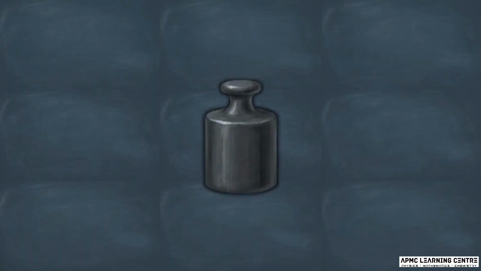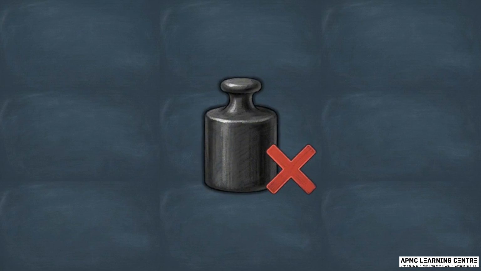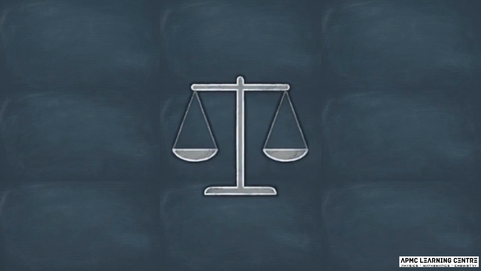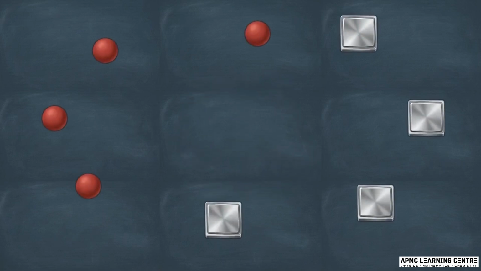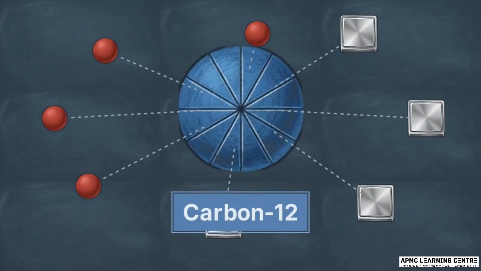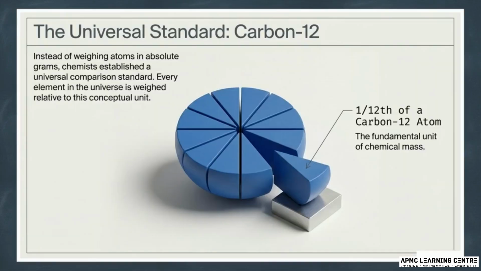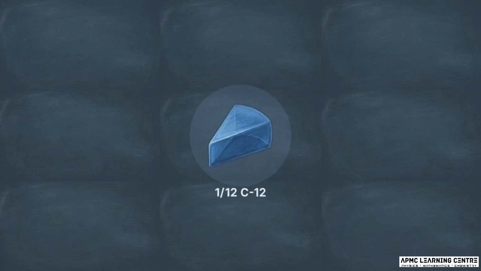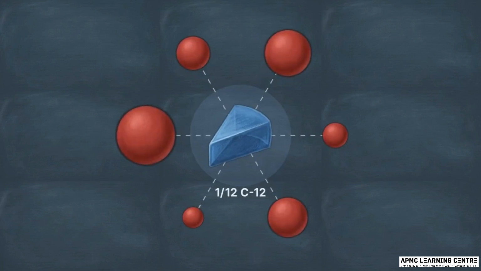Instead of trying to weigh atoms in absolute grams, chemists established a universal comparison standard. They decided to weigh every element in the universe relative to one specific atom, carbon-12. This image shows a conceptual model of carbon-12 divided into 12 equal slices. By taking exactly 1/12 of this atom and pulling it away, scientists created the fundamental unit of chemical mass. Every other element is weighed relative to this specific slice.